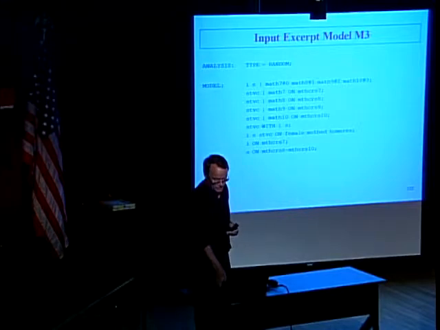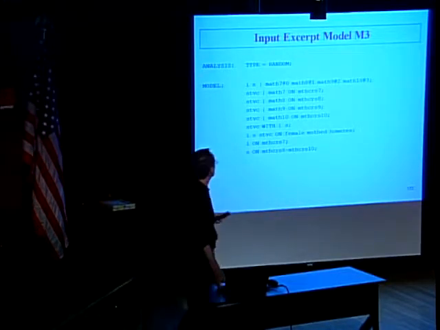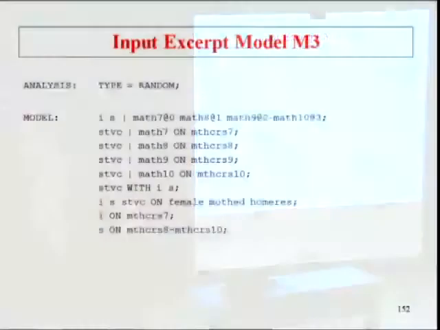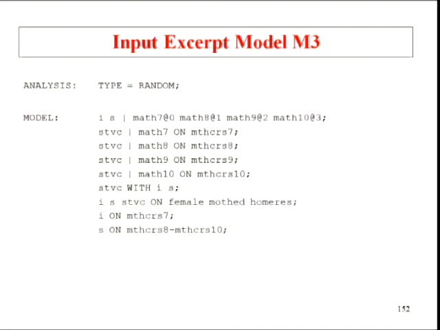You have the input for this model, model 3. Now you read this very rapidly. This is like a cheap novel. It goes very quickly. That's the growth model. Here's the random effects for time-varying covariates. And here we regress I, S, and STVC on the time-invariant covariates. And we regress I on math course taken in 7, and S on math course taken in 8 through 10.